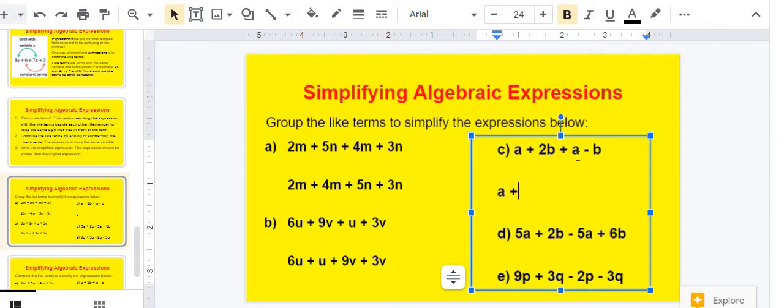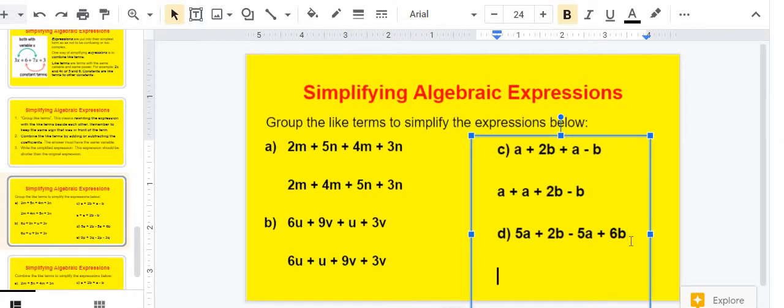So it doesn't matter what order you write them in, as long as the sign is the same that is in front of the term, and as long as the like terms are put beside each other. So plus 2b minus b. You notice that I did not put a plus sign here because there was originally a minus sign in front of this term, which is b. So it's going to be 2b minus b.